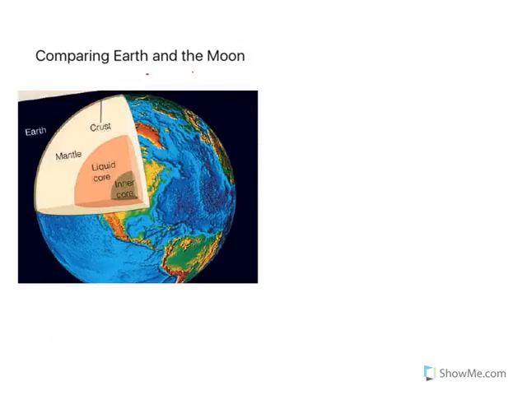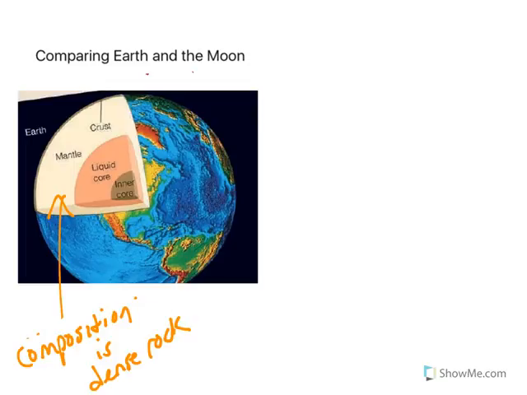Now, the crust on the Earth is thickest underneath the continents, the land, and is thinnest underneath the oceans. Now, the crust is very thin, and it can break when it is stressed. The mantle, on the other hand, is more like a plastic, meaning that it's very pliable or very bendable. The composition of the mantle is dense rock.